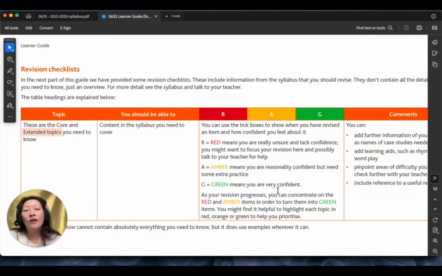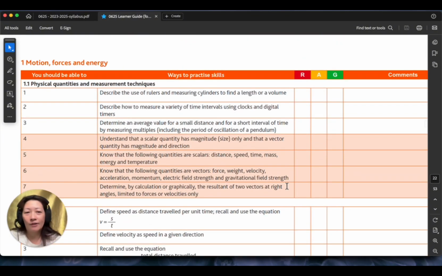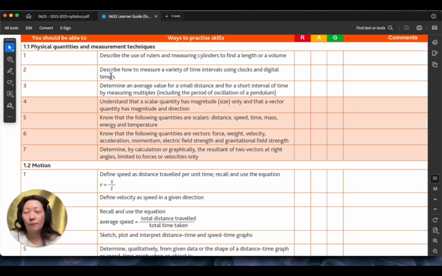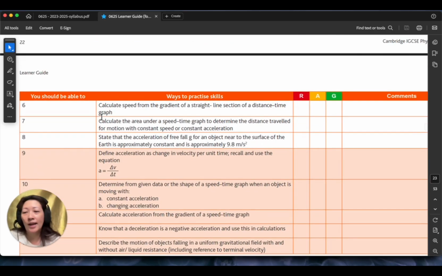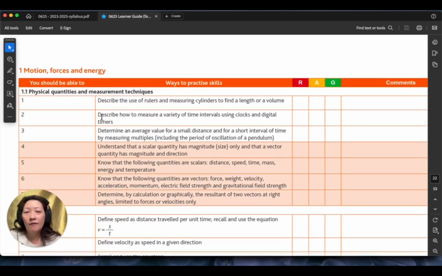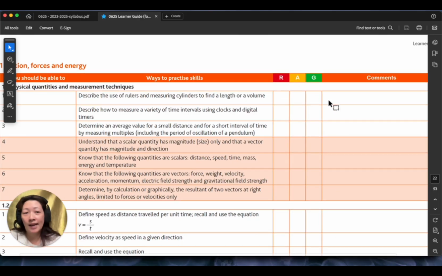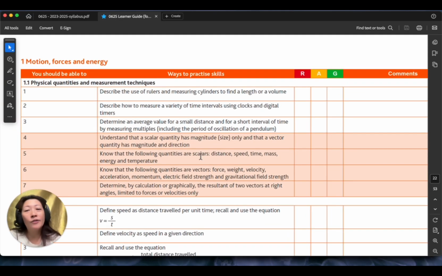So how do we use this traffic light system? Let's scroll down a little bit. You can see here, starting from page 22, they have listed here all the skills divided into units as well as topics. Starting from here, Unit 1, motion, forces and energy. You've got different topics here, 1.1, 1.2, and so on and so forth. So every skill is written here with the traffic light system of red, amber, green on the side, as well as comments. How do you use this learner's guide?